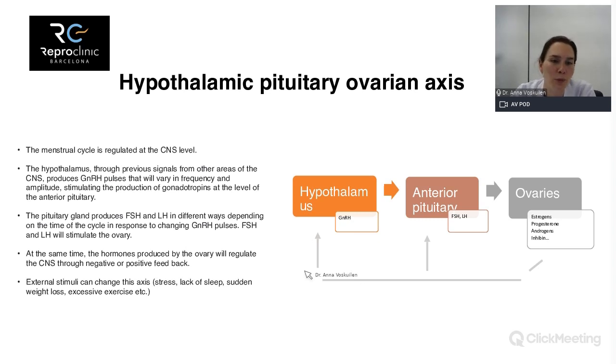So it will have an impact on the production of GnRH in the hypothalamus and also in the production of FSH, and that's kind of a circle that happens, and that is in that way to control all the cycle, okay? That's the way in which our body controls everything, with feedbacks, of positive feedback, negative feedback in different structures of our system. And also, let's say that some external stimuli could affect the hypothalamus and could change this axis, like stress, lack of sleep, sudden weight loss, or excessive exercise. And all this could create irregularity in our menses.